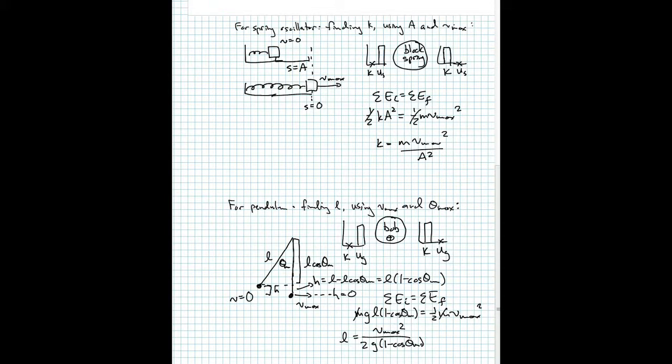So just a couple of applications. Conservation of energy is really useful with these oscillators in terms of finding speeds, because we can't use Newton's second law in kinematics because the acceleration is not constant. So this is really useful, conservation of energy.